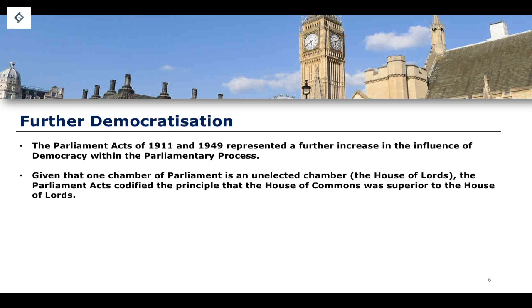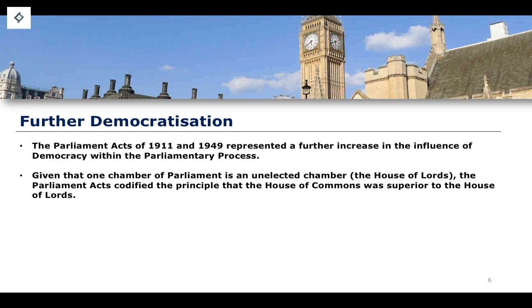So, given the fact that we have a bicameral legislature in the United Kingdom, where we have two chambers within Parliament, we have the unelected upper house, which is the House of Lords, and we have the elected lower house, which is the House of Commons. What the Parliament Acts from 1911 and 1949 do is limit the power of the House of Lords quite significantly. And this is also done through constitutional convention, so things like the Salisbury Convention add to this as well.